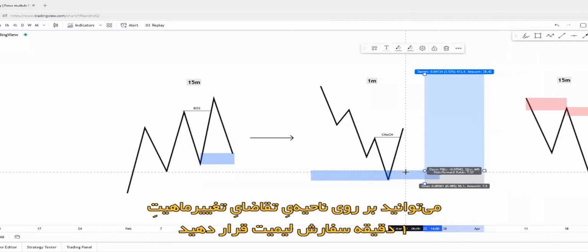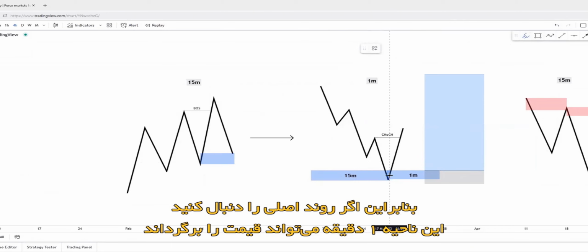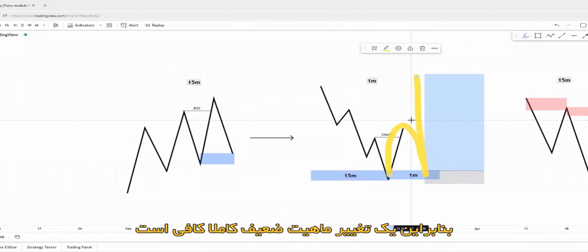Because this 1-minute zone, let me just make it much more clear. This is the 1-minute zone. This is the 15-minute zone. So this 1-minute zone will be able to reverse price to the upside if you're following the main trend. So in the main trend, a single weak change of character will be perfectly enough.